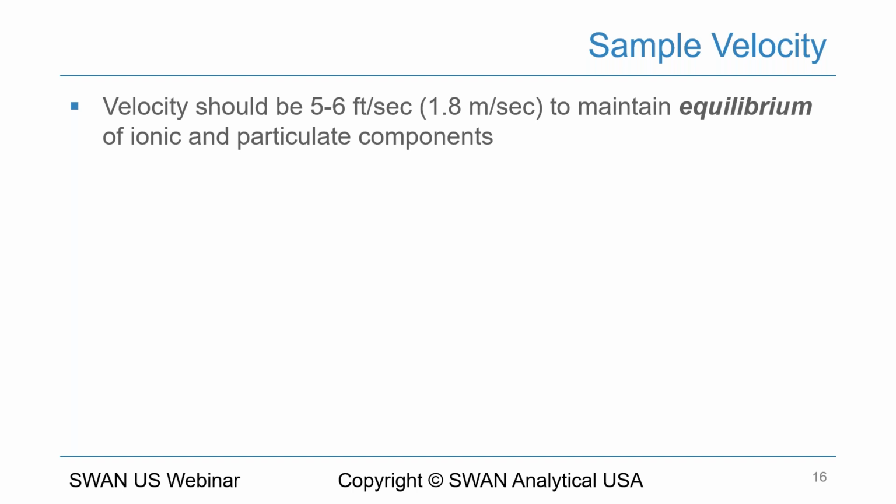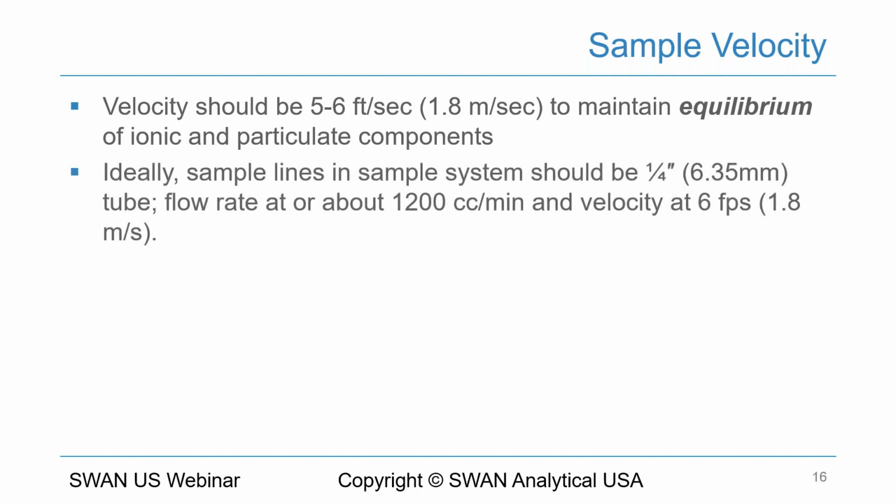So when we control the flow, we're looking to also maintain a velocity of 5 to 6 feet per second. And the reason we do this is we want to maintain an equilibrium of the ionic and particulate components. What that means is that what's in the system or in the solution remains in the solution so that we can get a representative sample to the instrument and get that repetitive measurement. Ideally, sample lines in a sample system should be 1/4 inch at the flow rates of 1200 cc's per minute. That provides us the velocity at that 6 feet per second.